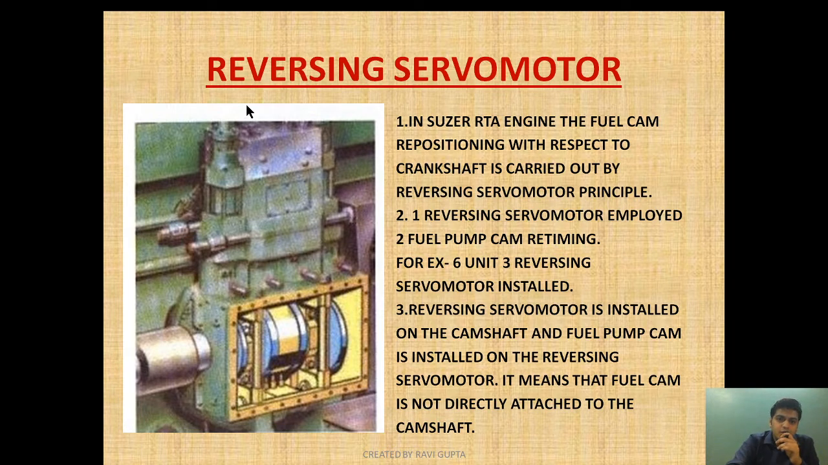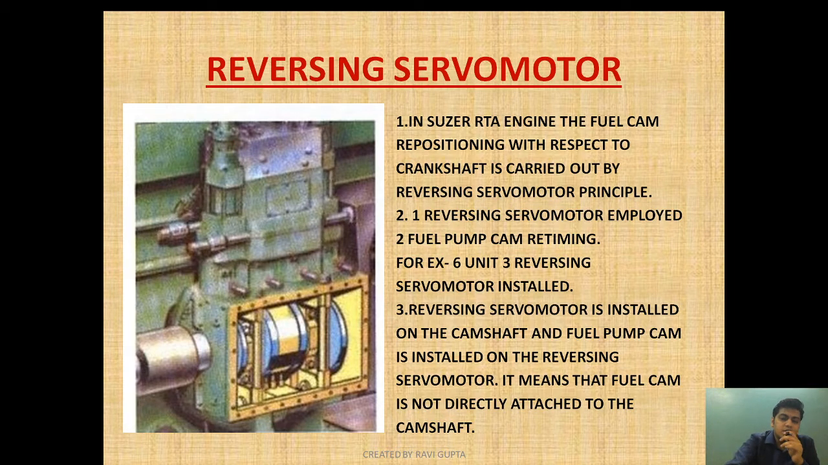So what is a reversing servo motor? Basically, in a Sulzer RTA engine, the fuel cam repositioning with respect to the crankshaft is carried out by the reversing servo motor principle. It means that whenever the engine needs to be turned in the ahead or astern direction, we need to make sure that the fuel cam is properly adjusted such that it can perform the action of actuation when running in the ahead direction or in the astern direction. To ensure that the fuel cam is properly adjusted, different mechanisms are installed by different manufacturers. Sulzer RTA engines have employed the reversing servo motor.